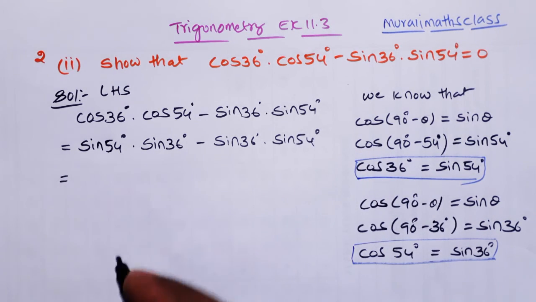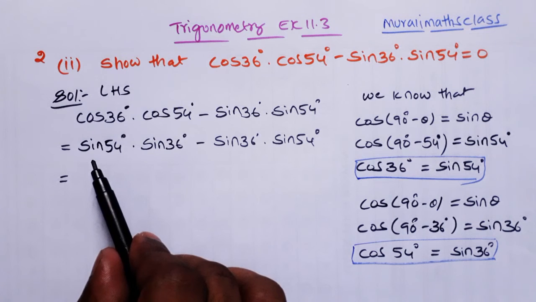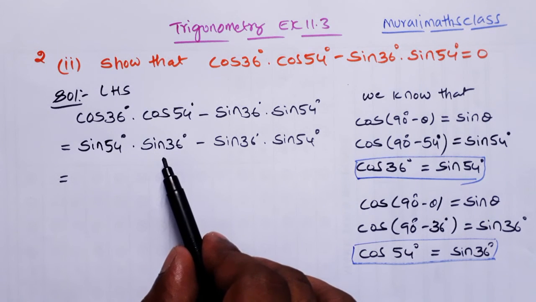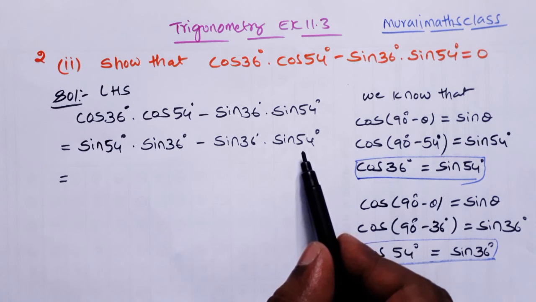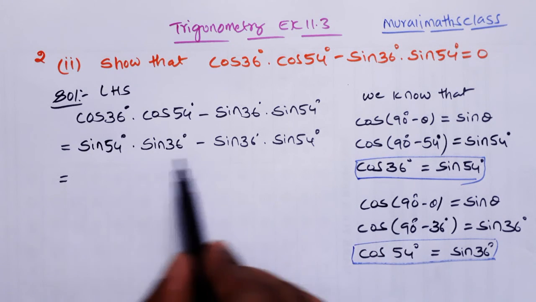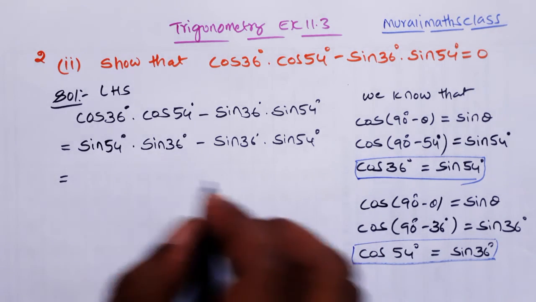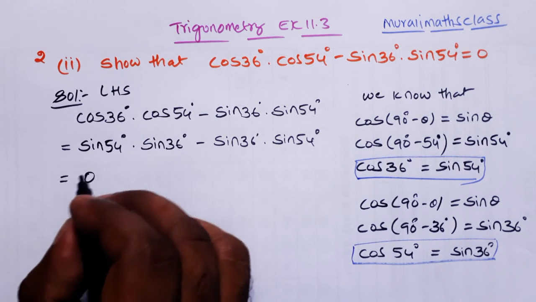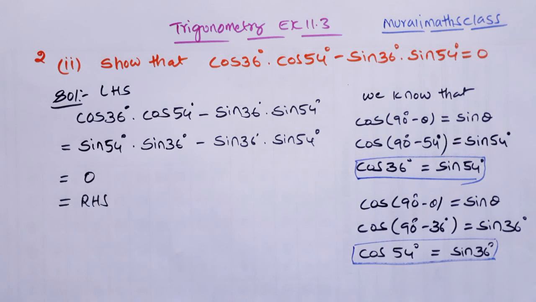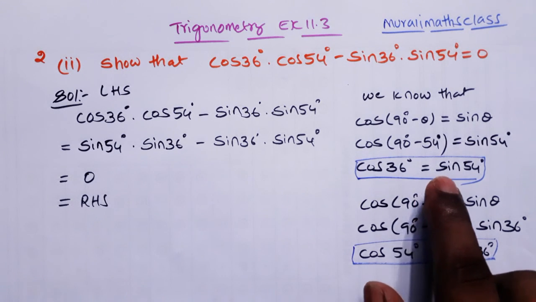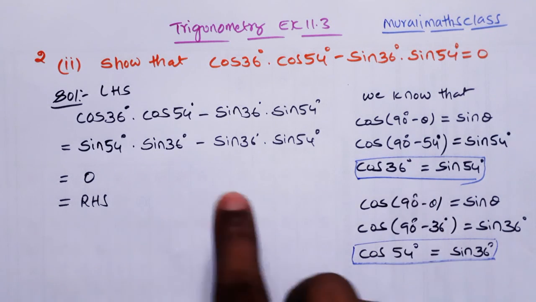Now observe here carefully: sin 54 into sin 36 minus sin 36 into sin 54. These both are the same only. So if you subtract, the answer will be 0, which is nothing but the RHS. That's it. Very simple problem. By using these formulas, you have to solve this.